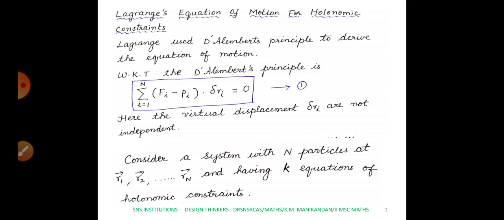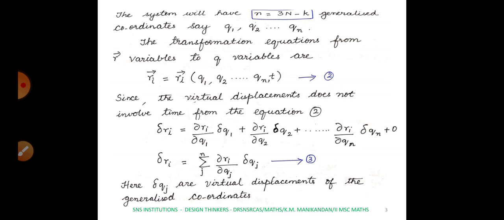So now we consider a system with n particles at r1 vector, r2 vector, ..., rn vector and having k equations of holonomic constraints. Now the system will have small n equal to 3n minus k generalized coordinates. Say these coordinates are q1, q2, etc., qn. Now we form the transformation equation from r variables to q variables: Ri vector equal to Ri vector of q1, q2, etc., qn, comma t. Name this equation as 2.